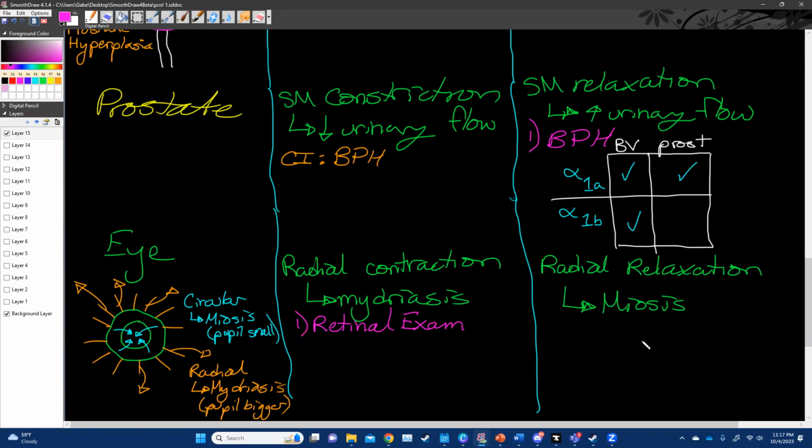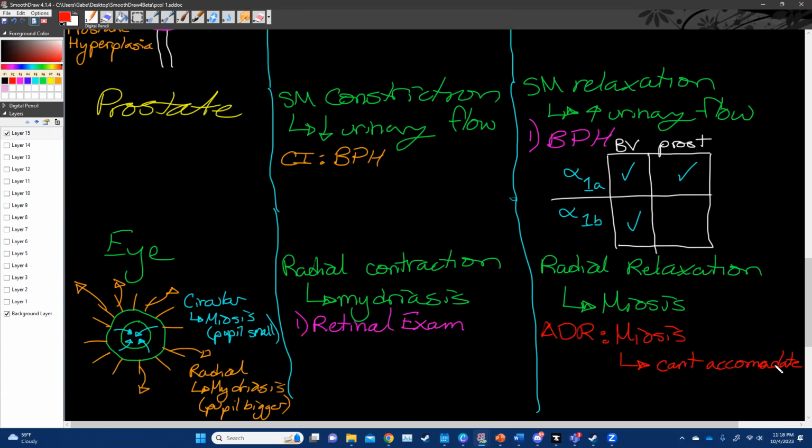Whereas if we give an alpha-1 antagonist, it's actually an adverse reaction that we have meiosis. And what ends up happening is that you can't accommodate for changes in light. So there's no therapeutic use to having your pupil smaller. We don't use alpha-1 antagonists like that.